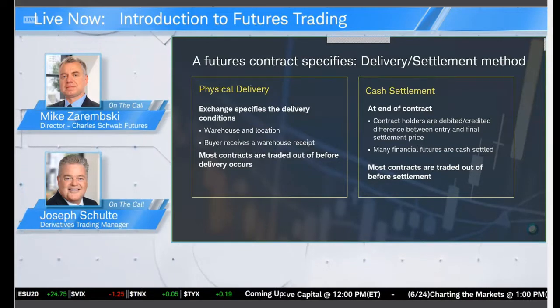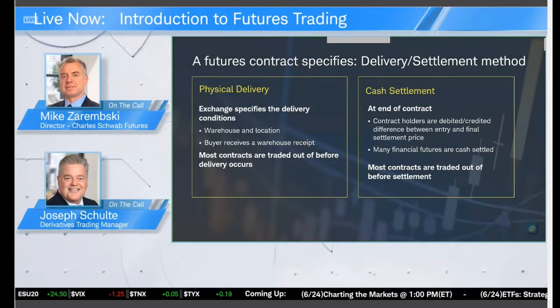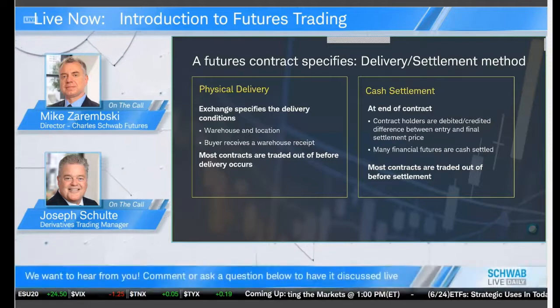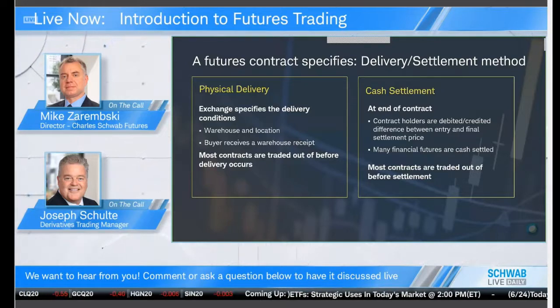Right. The other type of settlement there is what we call cash settlement. This is very popular, especially in a lot of the financial futures contracts, but also some commodity contracts have now moved to this cash settlement process. And how that works is at the end of the contract's life or the final day of trading, contract holders are either debited or credited the difference between their initial entry price in the contract and the final settlement price that is determined by the exchange rules for that particular contract.